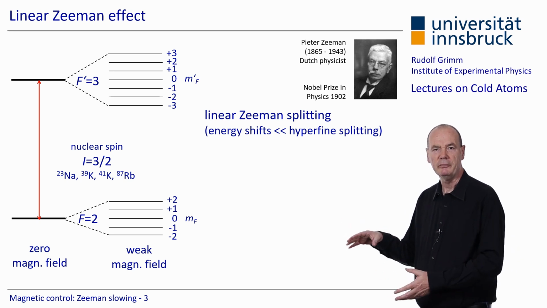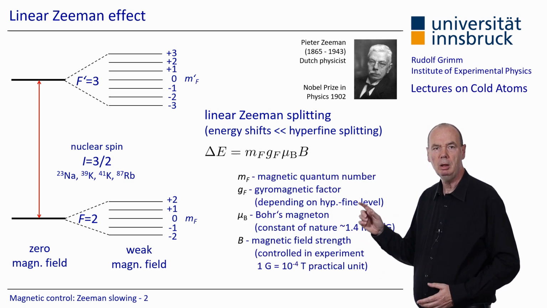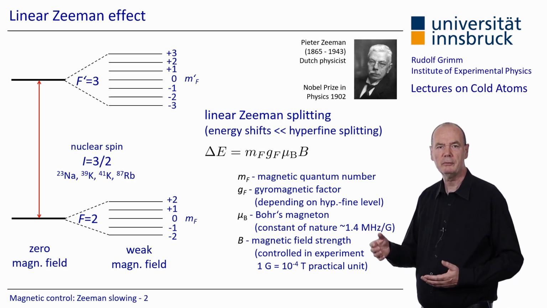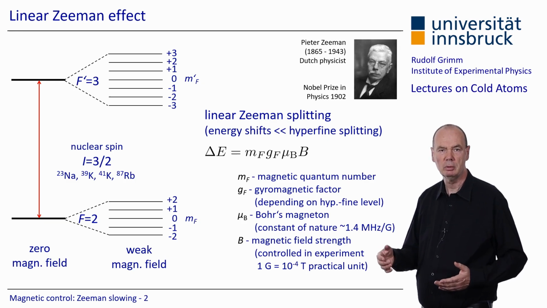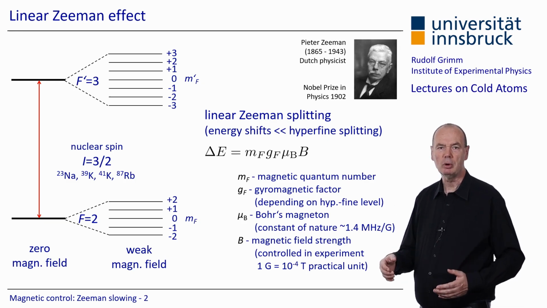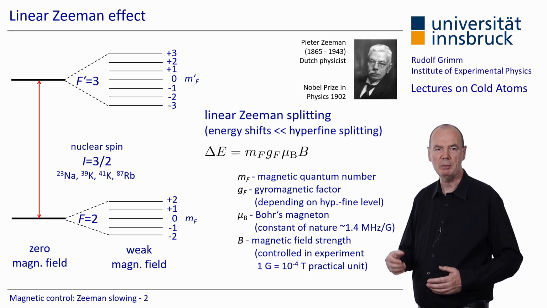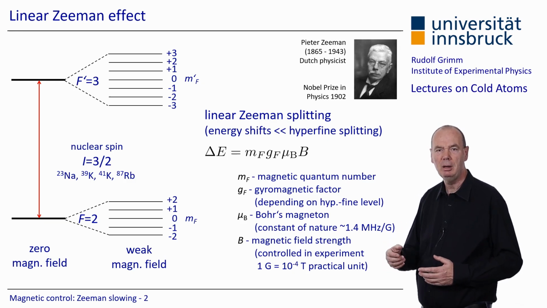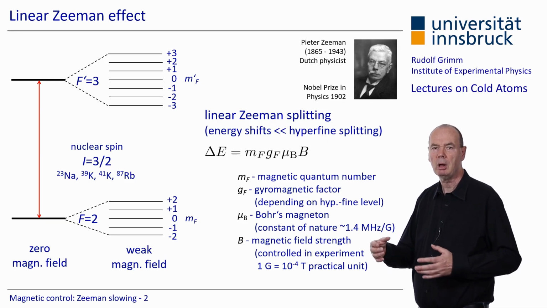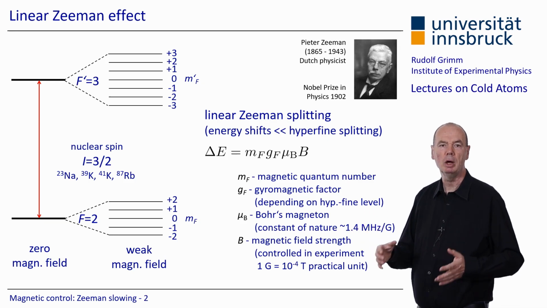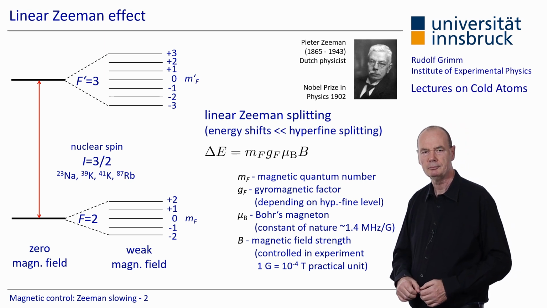This behavior is described by a simple formula for the energy shifts, which reads delta E equals mF times gF times mu B times B. Here mF is the magnetic quantum number we have already introduced. gF is a so-called gyromagnetic factor which depends on the specific hyperfine level and which can be calculated from the angular momentum configuration as described in almost any atomic physics textbook.